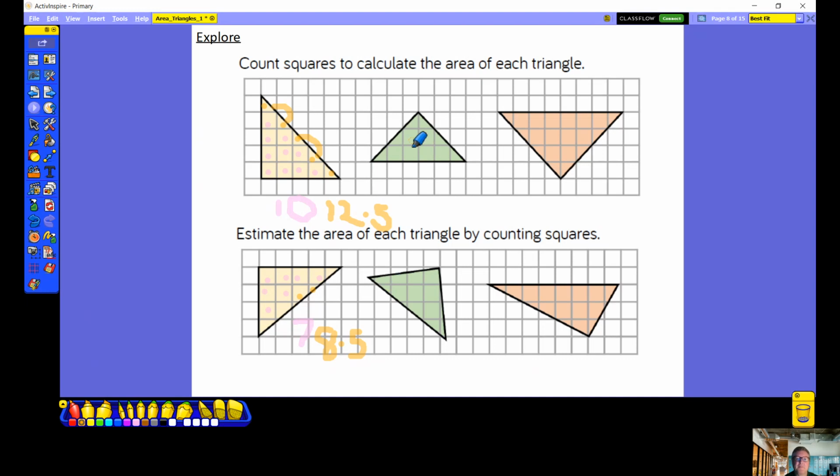So the area of this one: 1, 2, 3, 4, 5, 6, 7. That one and that one, 8. That one and that one, 9. Do you think 9? About this one.